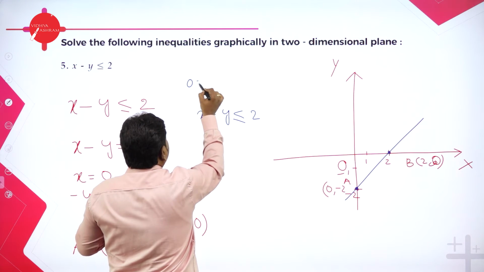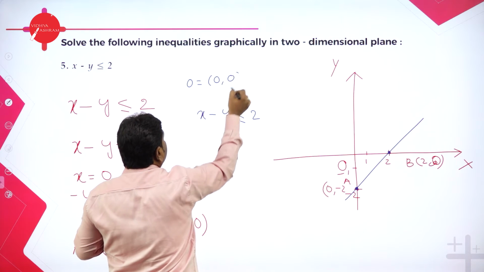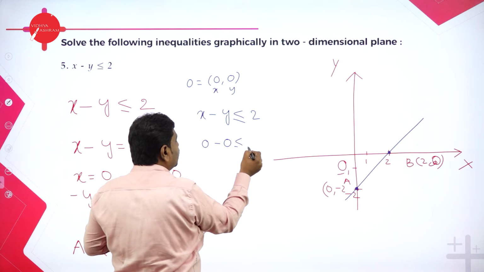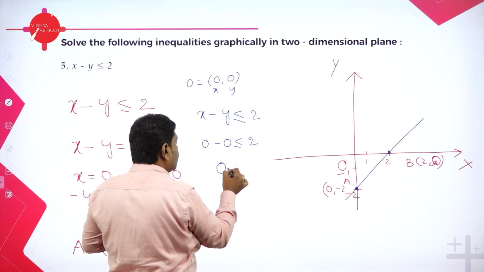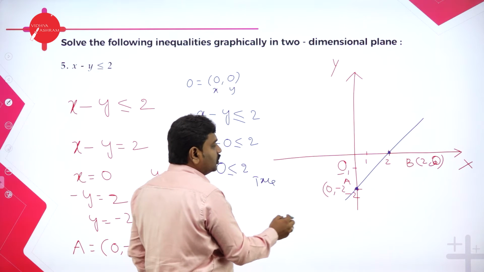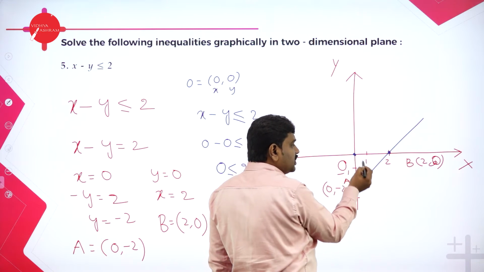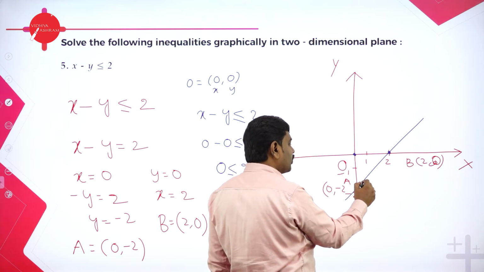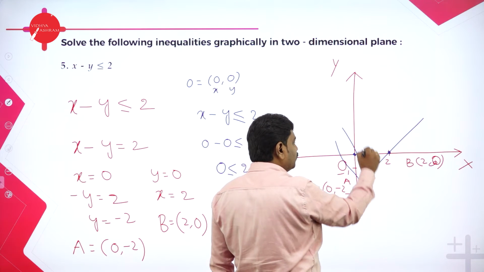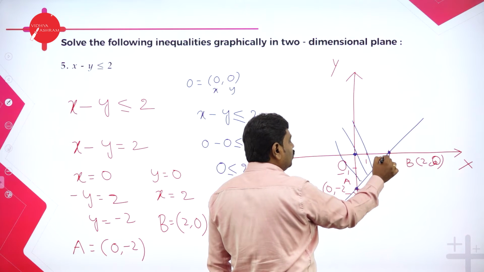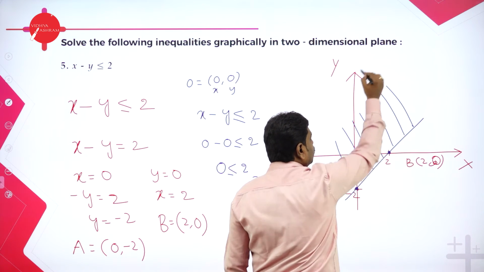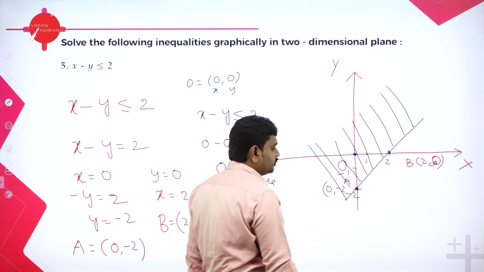I'll put the origin. What is the origin, my dear student? (0, 0). In the place of x and y, put 0, 0. 0 minus 0 less than or equal to 2. 0 less than 2. Is it true? Yes, 0 is less than 2. So therefore this 0 is in our region, so I should go from here towards 0. If I get false, I should go down. I am getting true, so my direction is towards 0. So that's why the shading is above. So this is the solution region.